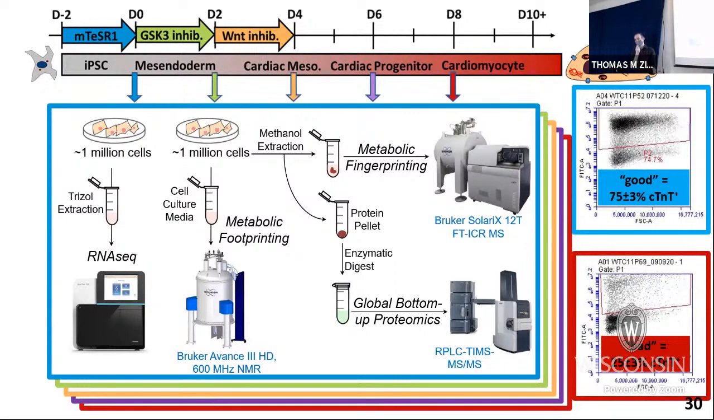And then for this particular data set that I'll be sharing with you today, we did this for batches of differentiations that resulted in a high purity of differentiation, here defined by 75+% of cardiomyocytes, and a differentiation that resulted in bad or poor quality or poor purity. Here we have a batch that was 35 ± 3% cardiomyocyte purity.